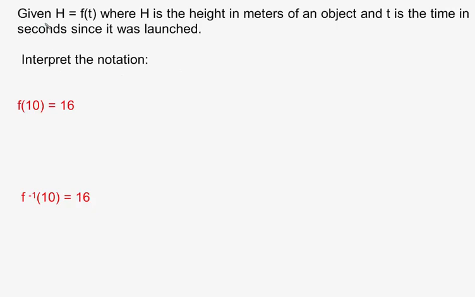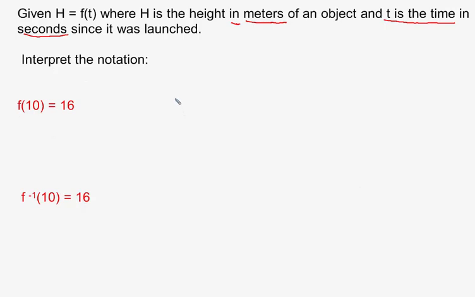In this problem, we're given a function h, which is a function of t, where h is the height in meters of an object, and the input variable t is time, which is measured in seconds, since the object was launched. We are to interpret the notation f of 10 equals 16 and f inverse of 10 equals 16.